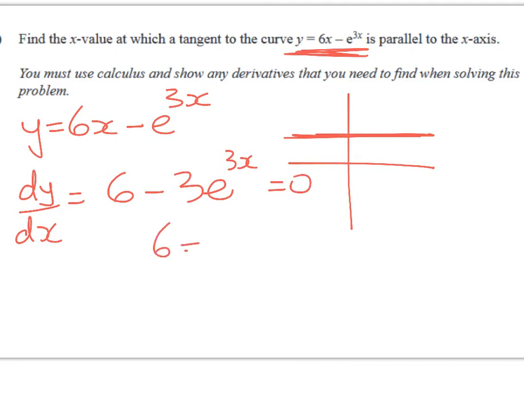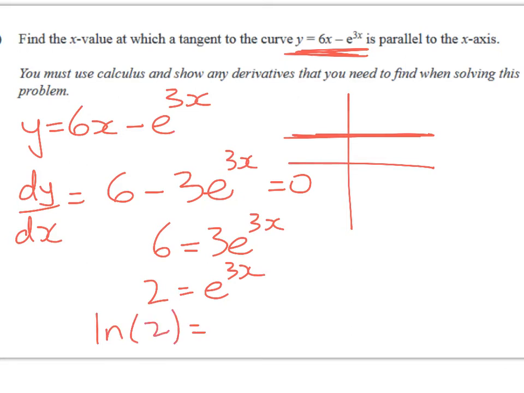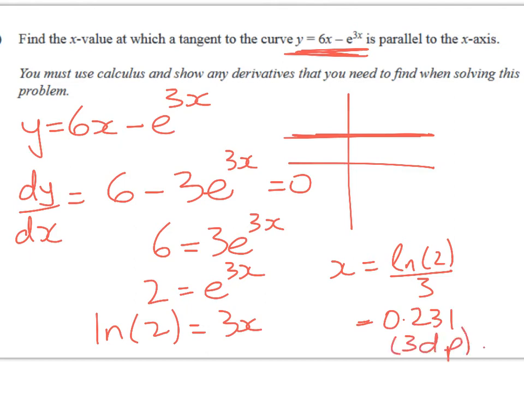So we get 6 equals 3e to the 3x. 1/2 equals, no, not 1/2, what am I doing? 2, not 1/2. Fix that up. So 2 equals e to the 3x. Take the natural log of both sides. So we get log of 2 equals 3x. So x is equal to 1/3 times the log of 2, which is 0.231, and that's just to 3 decimal places.